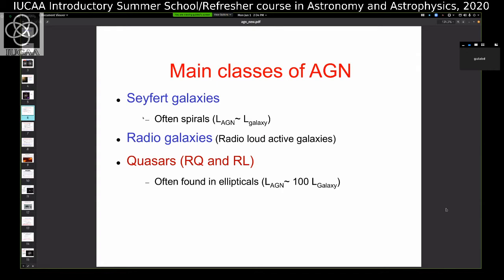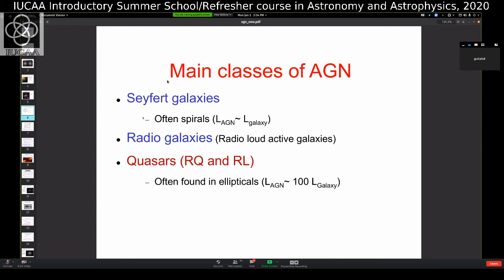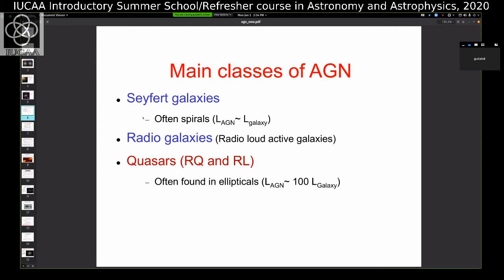Radio galaxies are again active galactic nuclei, but they have very strong radio emission. The Seyfert galaxies also have radio emission, but the amount of radio emission is much, much smaller compared to the radio galaxies. The radio galaxies are also called radio-loud active galactic nuclei. In addition to Seyfert galaxies and radio galaxies, the third type are the quasars, which stands for quasi-stellar radio sources. Quasars can be both radio-quiet as well as radio-loud objects.